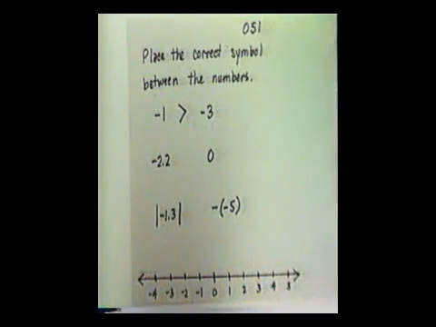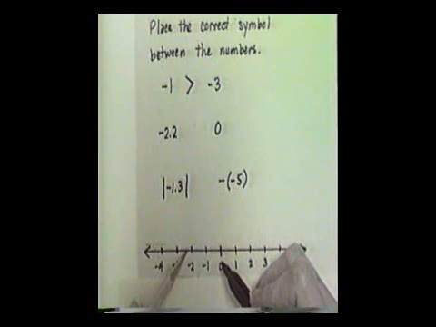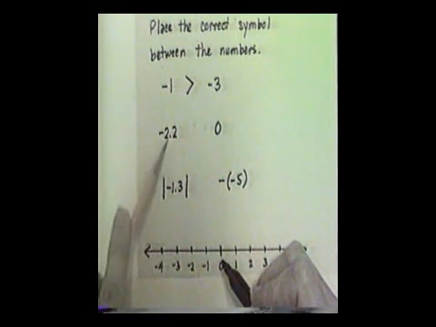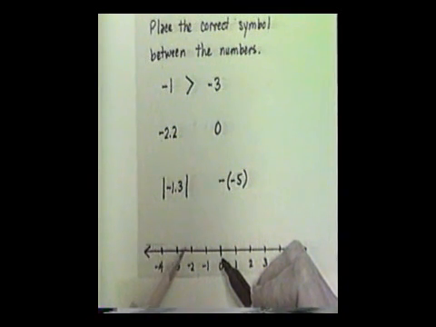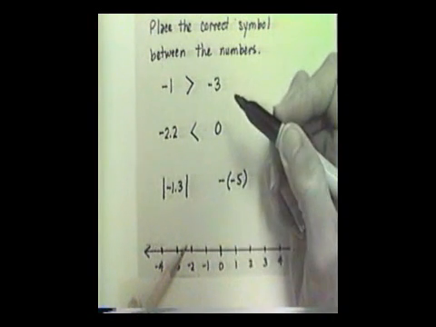-2 and 2/10 and 0. -2 and 2/10 is on the negative side, to the left of -2. 0 is to the right. -2 and 2/10 is mentioned first. -2 and 2/10 is to the left of 0. So -2 and 2/10 is less than 0.